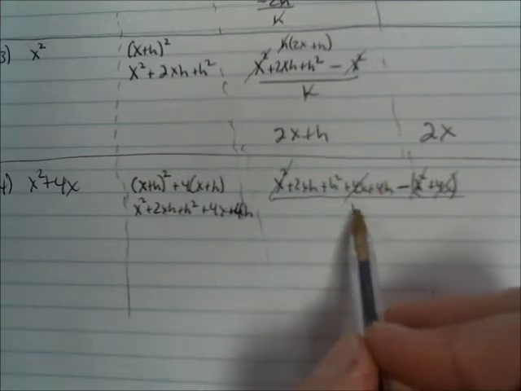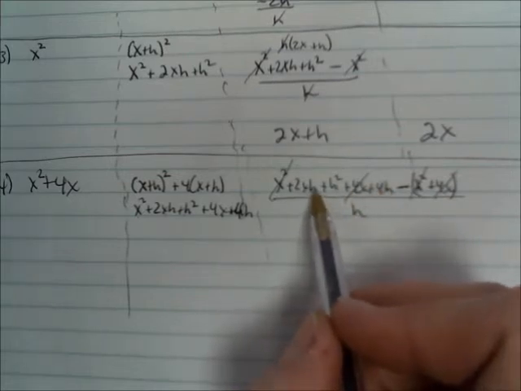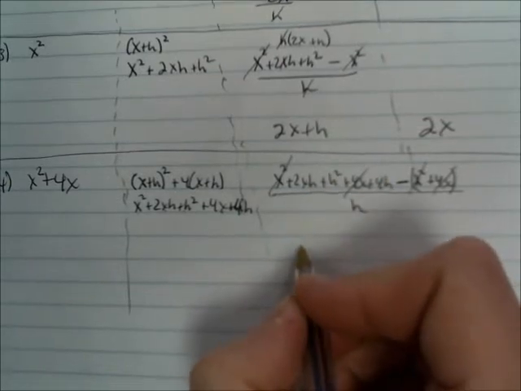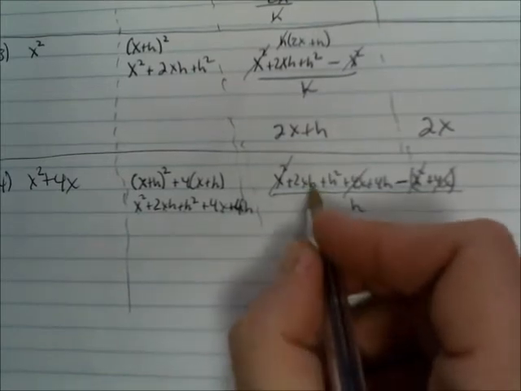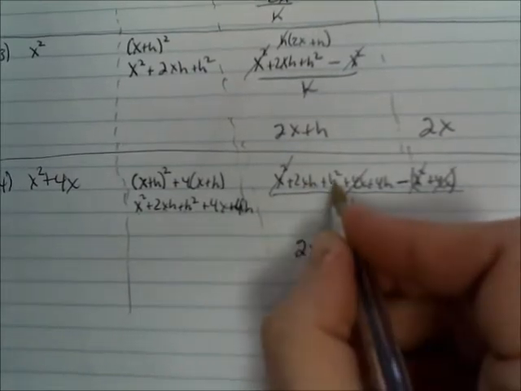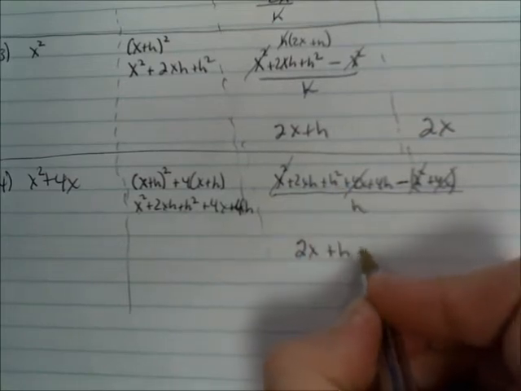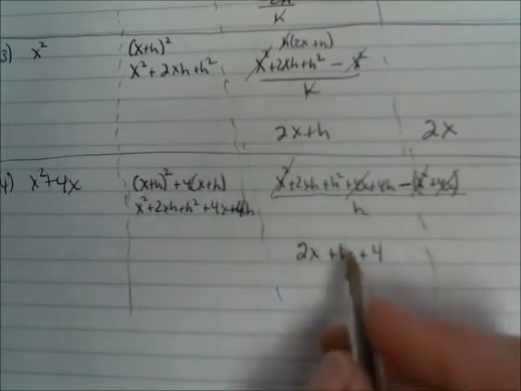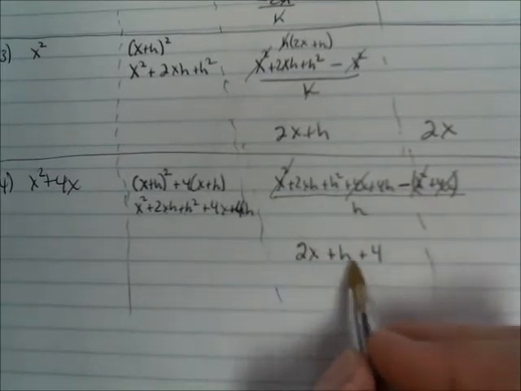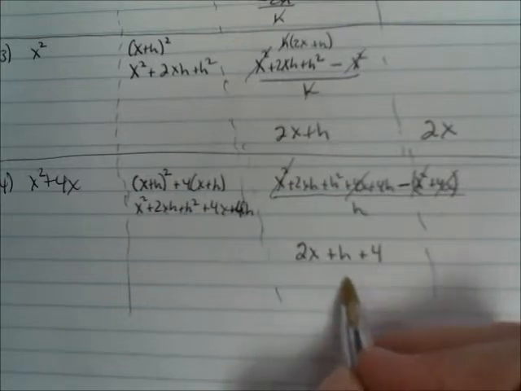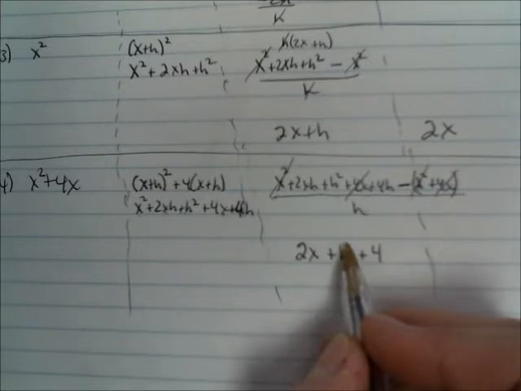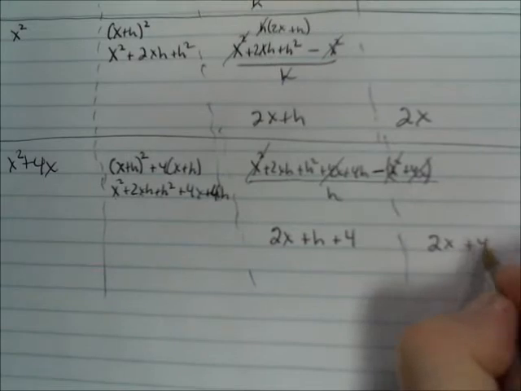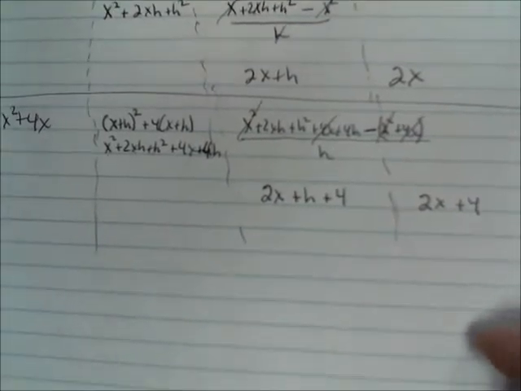They each have an h in them, so we can factor out the h, or we can just cancel one of these h's with this denominator. And what we would be left with is 2x, that h canceled out, plus h, one of those h's canceled out, plus 4, that h canceled out with the denominator. So here is the f of x plus h minus f of x all over h simplified. And then when you substitute h equals 0, you're going to get 2x plus 4. And that's the end of that problem.